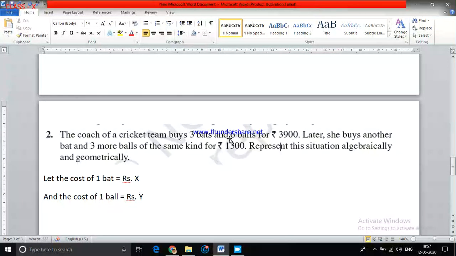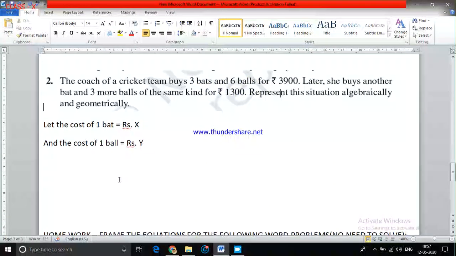Now here 3 bats and 6 balls together they cost 3,900. Here 1 bat, 3 balls together they cost 1,300 rupees. But here what you don't know exactly is the cost of 1 bat and the cost of 1 ball. So I have taken that the cost of 1 bat is x, and the cost of 1 ball will be rupees y.